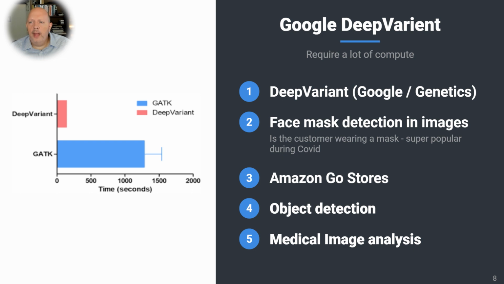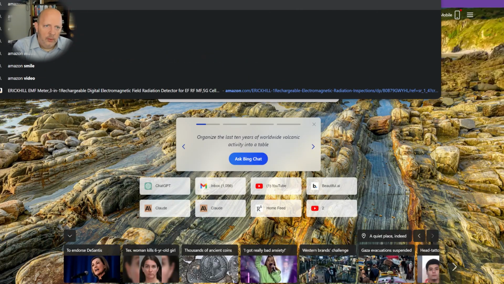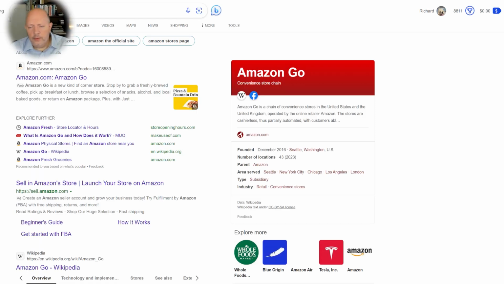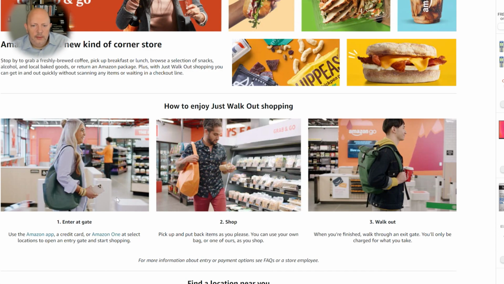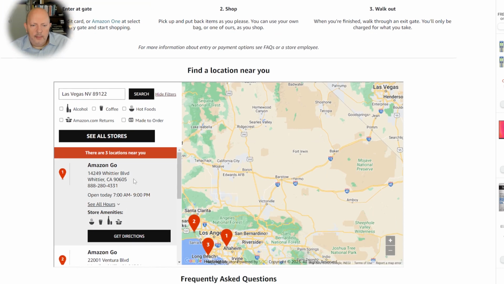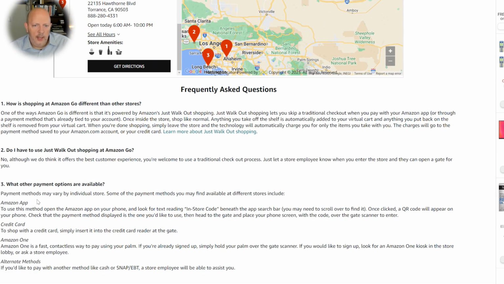Amazon Go stores. How many of you have heard about Amazon Go stores? There's a great skit on Saturday Night Live you guys should look at. So Amazon Go stores are a very simple idea. What if there was a store that didn't have checkout? You just pick up and go. So that's kind of how Amazon Go works. You just go to the store and there's no checkout.